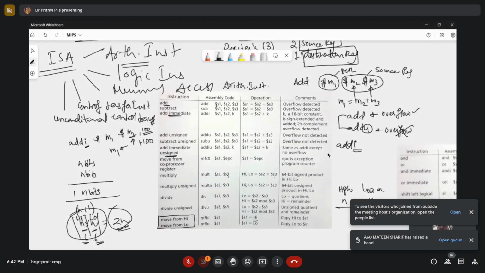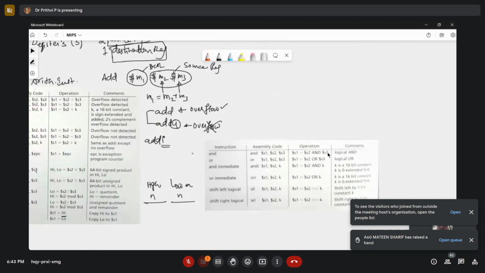Now these are the set of arithmetic operations. Only these we have. Any other operations will be taken as logical operations. All your add, subtract, multiply, divide, everything comes into this instruction set.